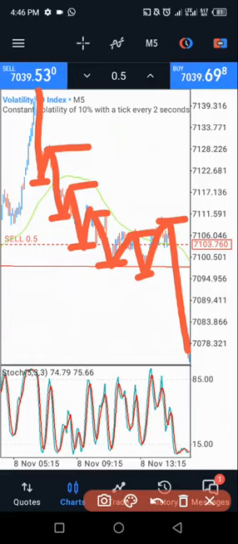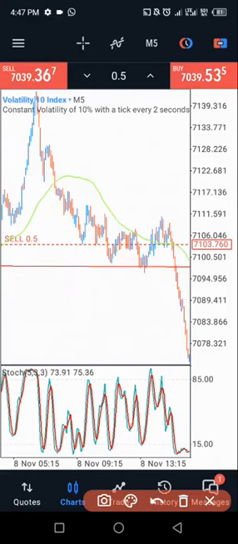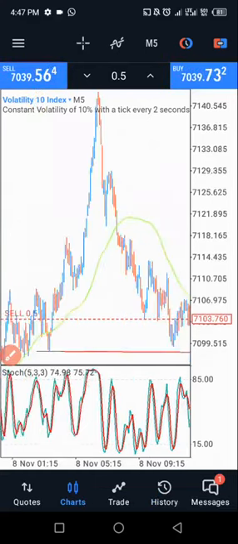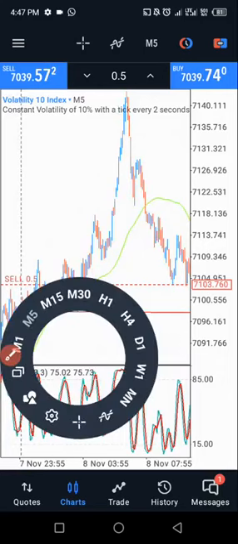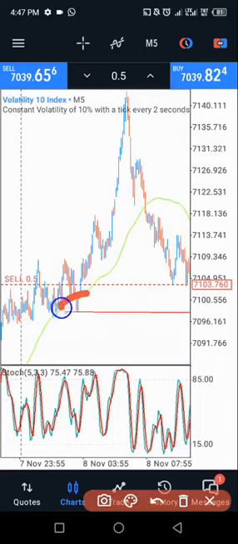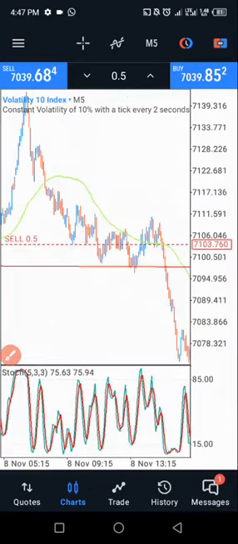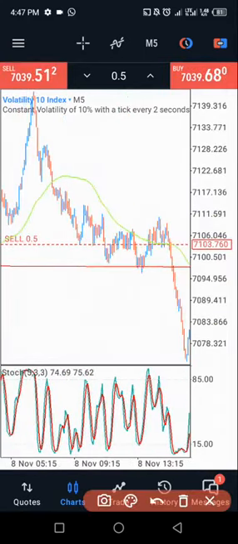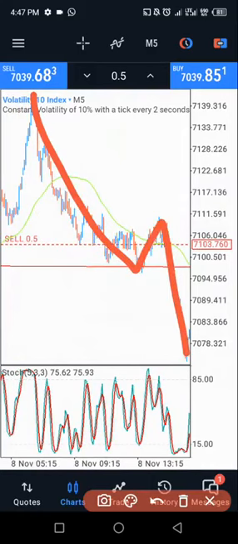You can see that the market was already selling before taking out the previous low of the previous market structure. So the wise thing for you to do is to join the market and sell. I've told you, do not buy in a sell market and do not sell in a buy market.